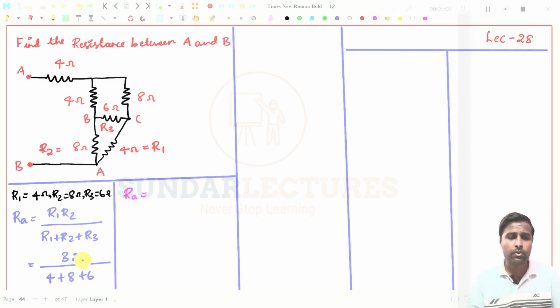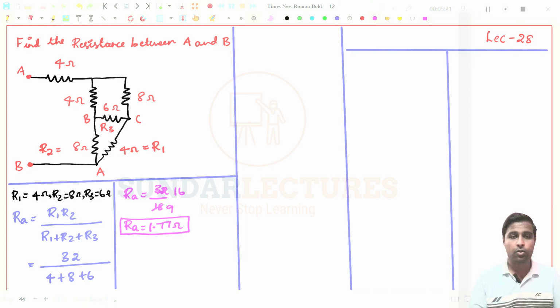32 divided by what is this value? 12 plus 6, this will be 18, right? So 32 by 18. Then we can further simplify this. This is 9, this is 16, and anyhow we cannot go further after that. So if you simplify this, you will get 1.77 ohms.